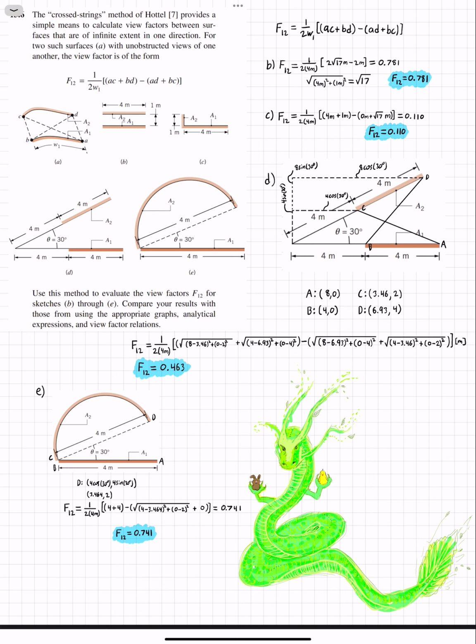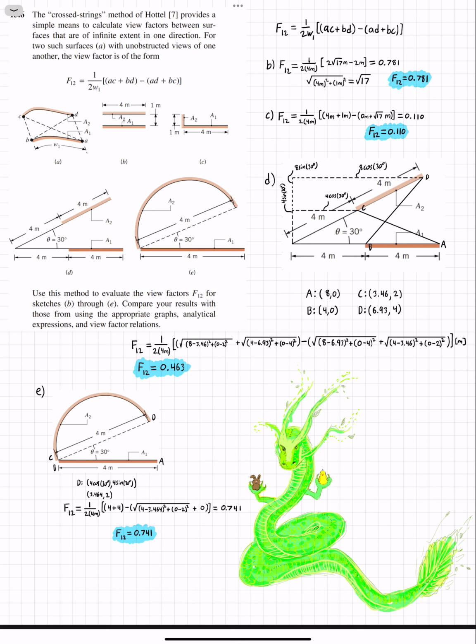This question states, the crossed-strings method of Hottel provides a simple means to calculate view factors between surfaces that are of infinite extent in one direction. For two such surfaces, A1 and A2, with unobstructed views of one another, the view factor is of the form F12 equals 1 over 2 W1 times (AC plus BD minus AD plus BC). We can see in the diagram how they have it laid out, where W1 is the width of the bottom plate, and you have corners A, B, C, and D, and surfaces with area 1 and area 2, though you don't use the area.